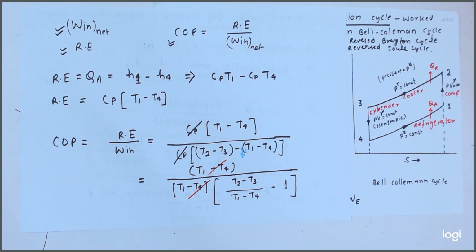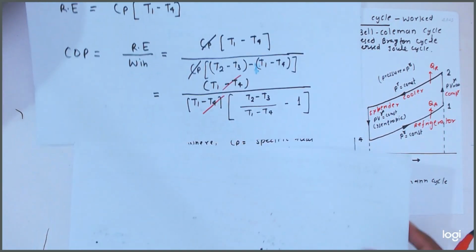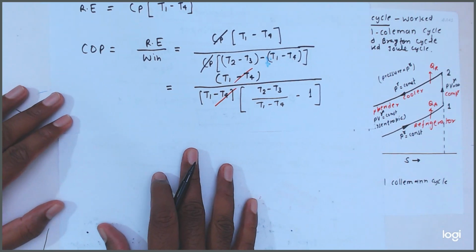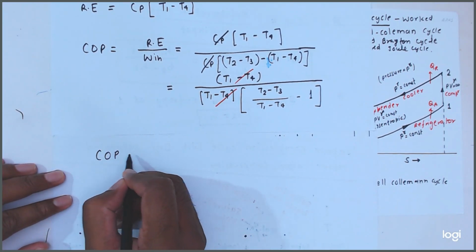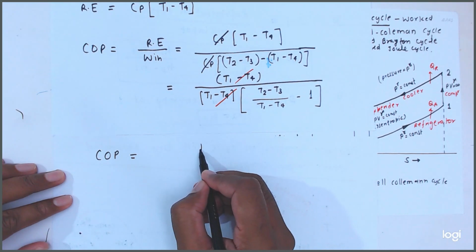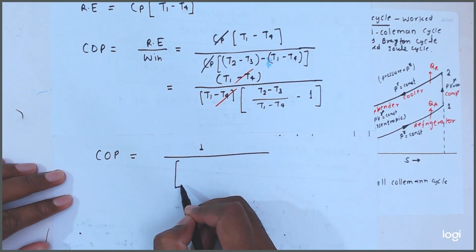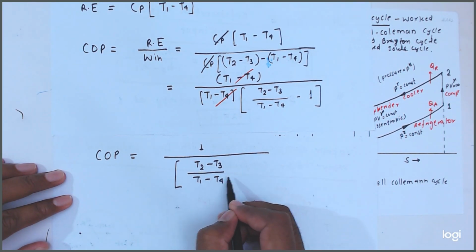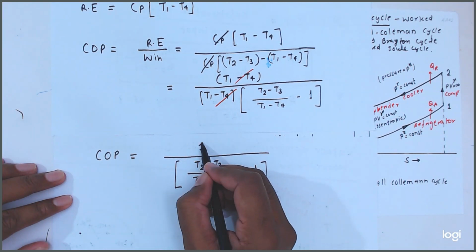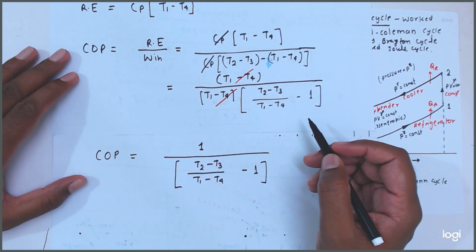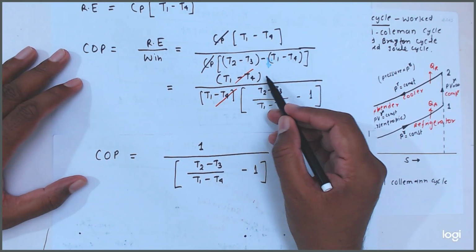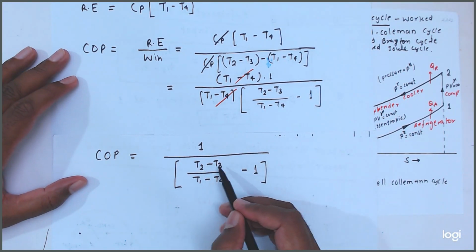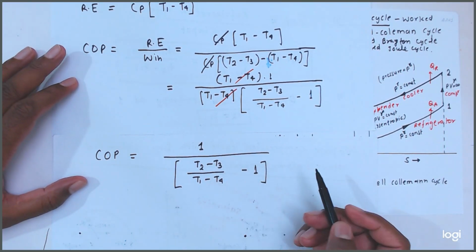Then what happened? What is left here, friends? COP equals 1 on top, and at the bottom (T2 - T3) divided by (T1 - T4), minus 1. Okay, any confusion? I think it should be clear, because here 1 is left on top and here this cancels out. So 1 upon [(T2 - T3) upon (T1 - T4) minus 1].